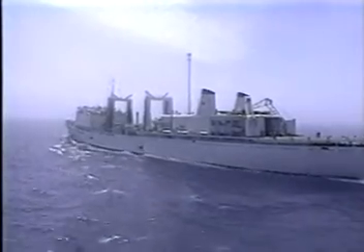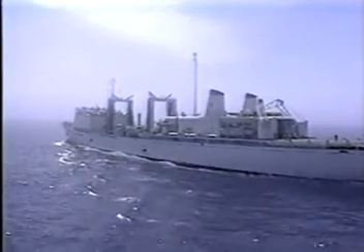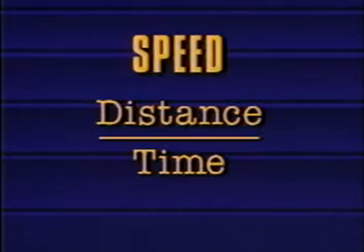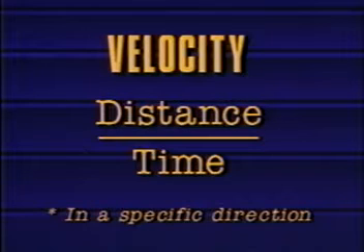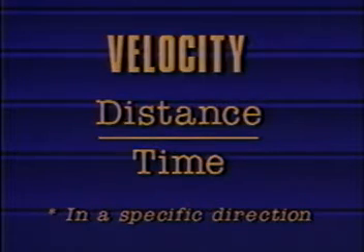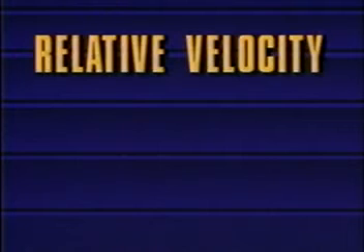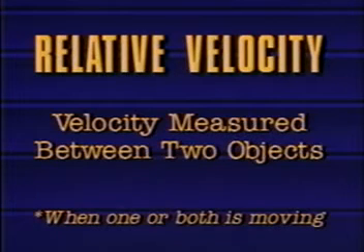Velocity and speed are often thought to be the same thing. In fact, they're not. Speed is the measurement of distance over time. Velocity is the measurement of distance over time in a specific direction. Relative velocity, then, is velocity measured between 2 objects when one or both is moving.